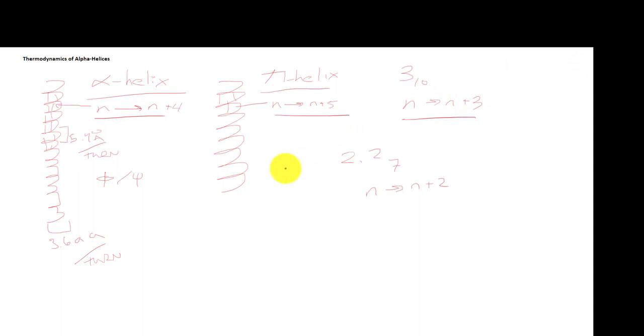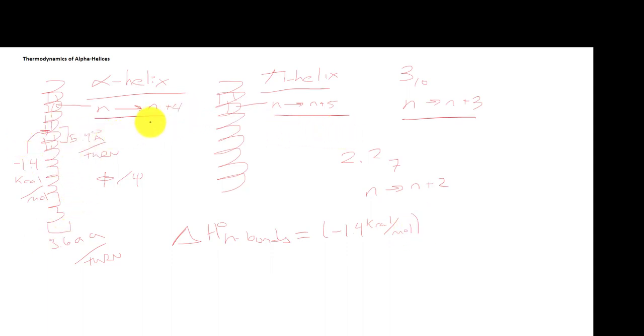For all these helices, the thing that we care about, the most favorable feature that will help an alpha helix form, is the hydrogen bonds, the enthalpy from the H bonds. For any helical H bond, the enthalpy is 1.4 kcals per mole in the favorable direction, negative 1.4 kcals per mole. So our delta H for our H bonds is going to be negative 1.4 kcals per mole, scaled by the number of hydrogen bonds we have.